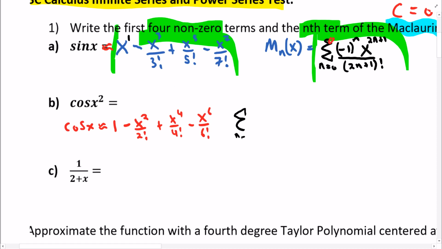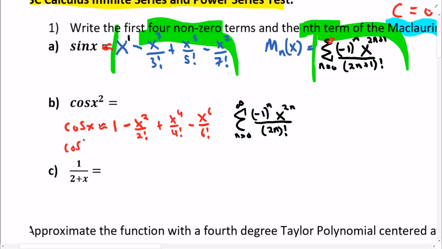The nth term for this, again, we're not really answering the question right here, but the nth term from this would be, again, we need an alternating series. This time we need all the even numbers, which can just be obtained by doing 2 times n. If I plug in 0, I get x to the 0 power, which is 1. Plug in 1, I get x squared. Plug in 2, I get x to the 4th. And it all needs to be divided by 2n factorial, right? So that's for cosine x.